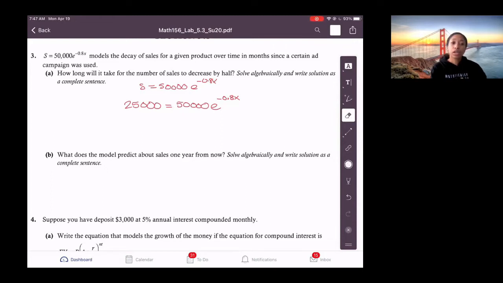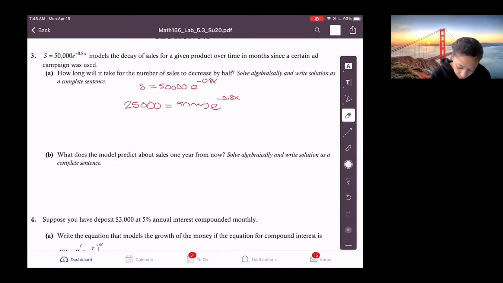Okay. The question is, how long will it take for the number of sales to decrease by half? Solve algebraically. So we wrote this out at the end of the last class, that if you take that function S equals 50,000 e to the negative 0.8x, the 50,000 represents the initial value. So the sales started out at about 50,000, and then over time it decays. Half of that would be 25,000. So we're essentially just asking how long does it take for the output to become 25,000. We get 25,000 equals 50,000 e to the negative 0.8x. All right, let's solve this.